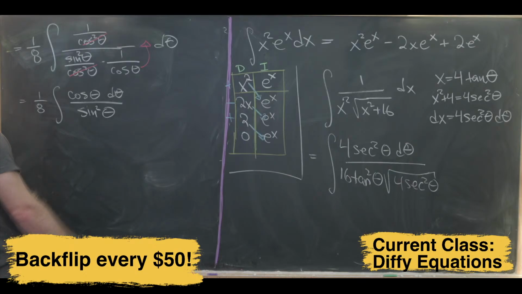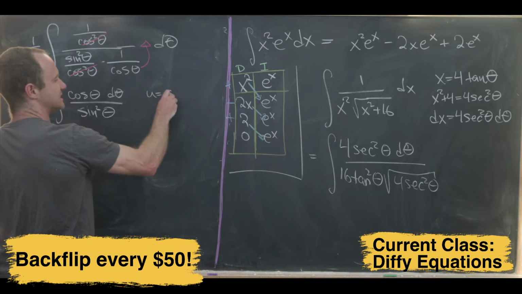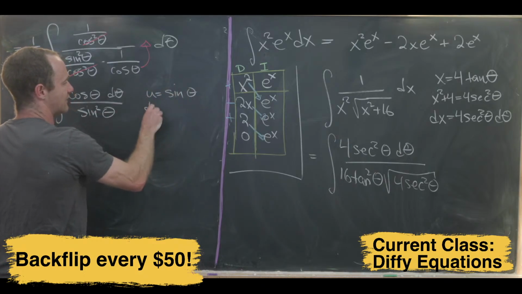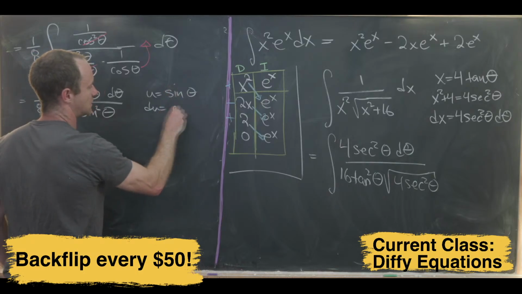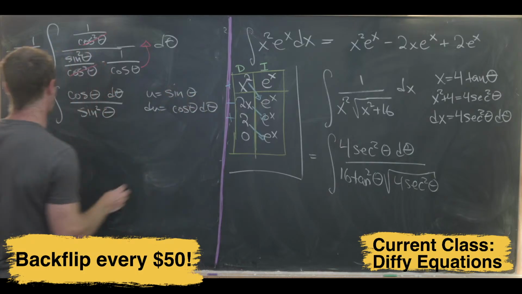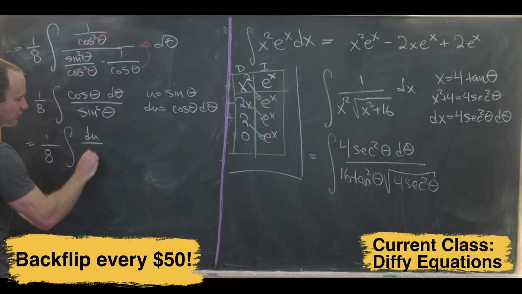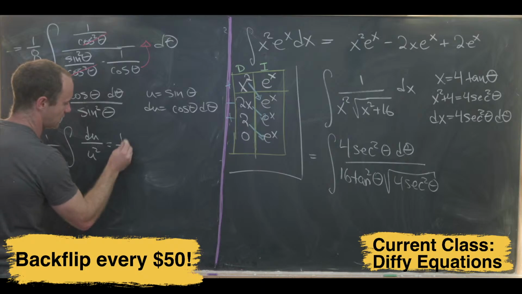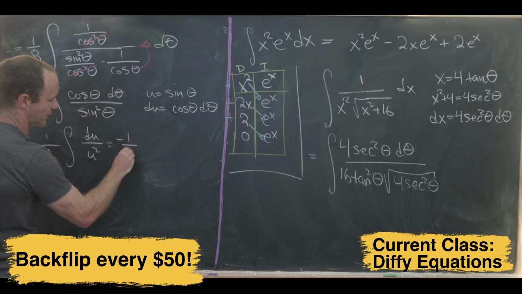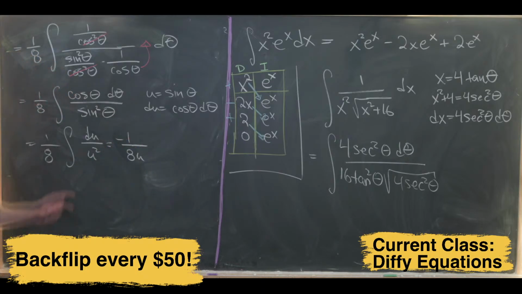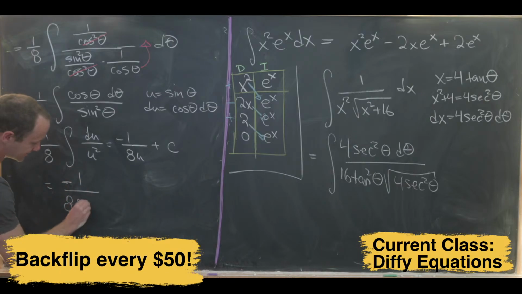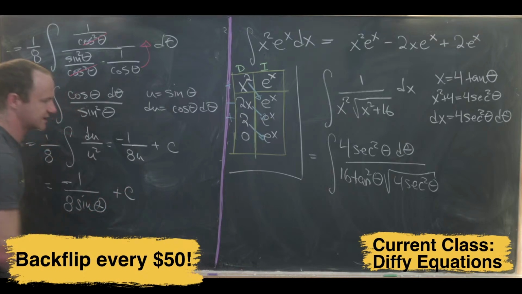So now we could say u is equal to sine theta. That makes du equal to cos theta d theta, and that leaves us with 1 over 8 du over u squared, which is going to be negative 1 over 8u. Taking the antiderivative using the power rule, that's going to give us negative 1 over 8 times sine theta plus a constant.